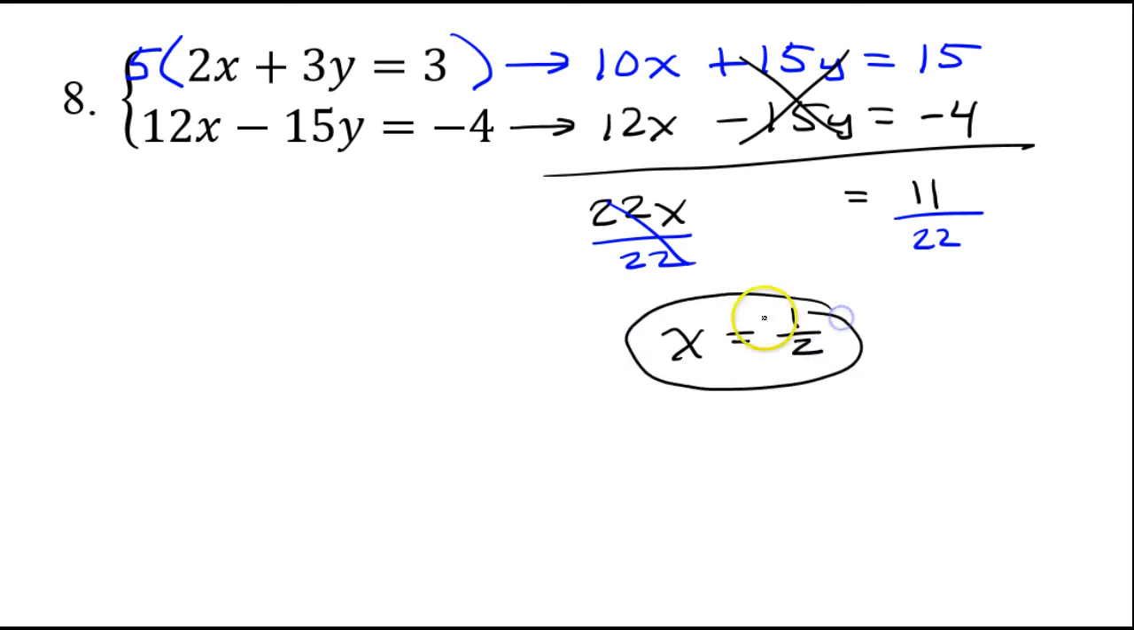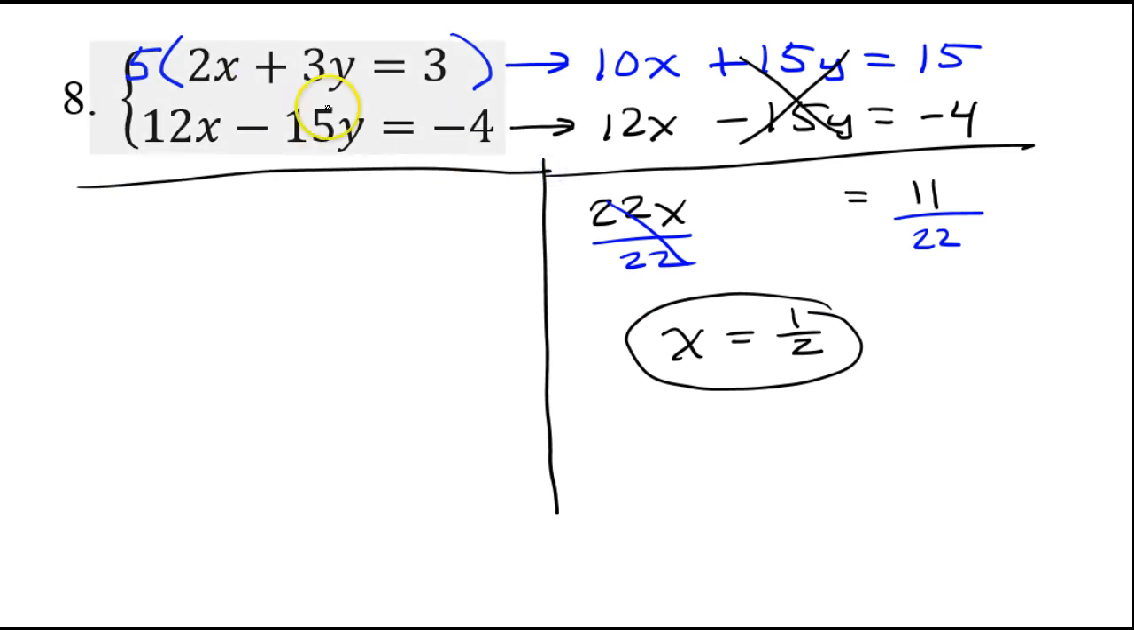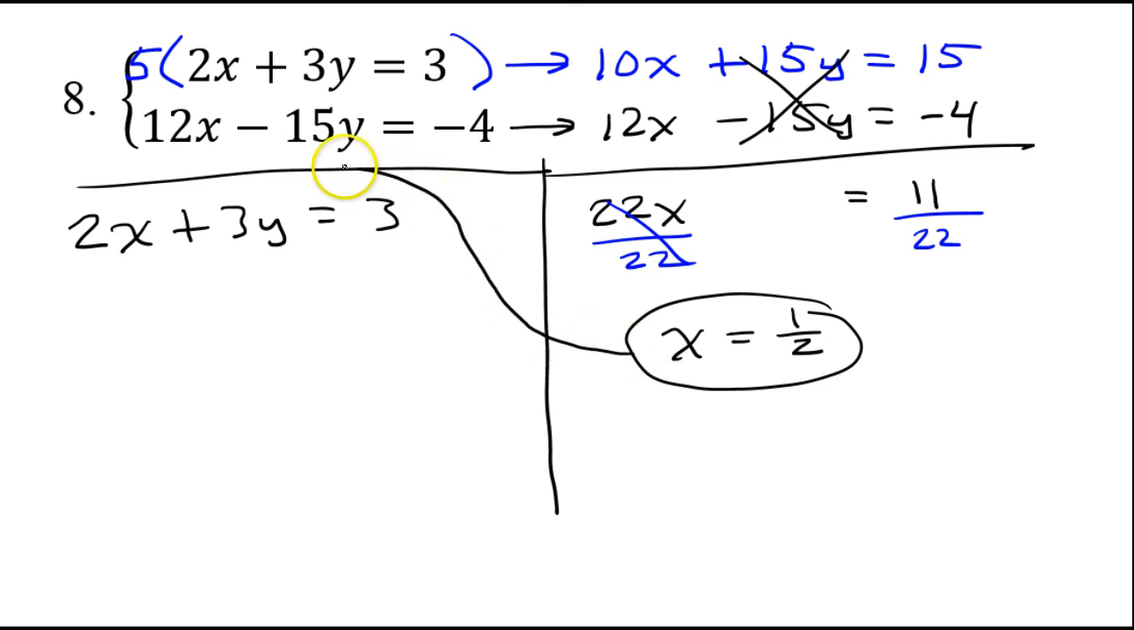Alright, so that's one of my solutions. Now I need to take this and substitute it back into either one of the two original equations. I'm going to use the first equation, but it really doesn't matter which one I pick. And I'm going to substitute this value in for x. So that's going to give me 2 times 1/2 plus 3y is equal to 3.